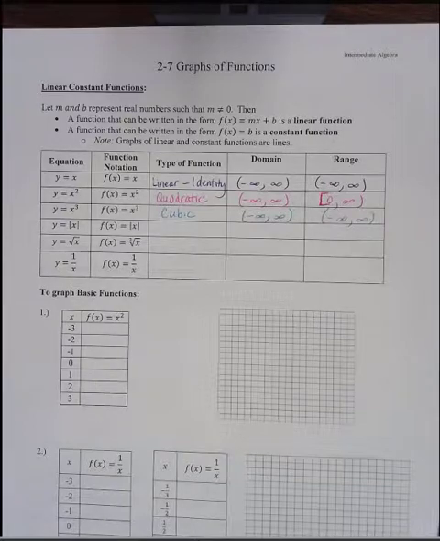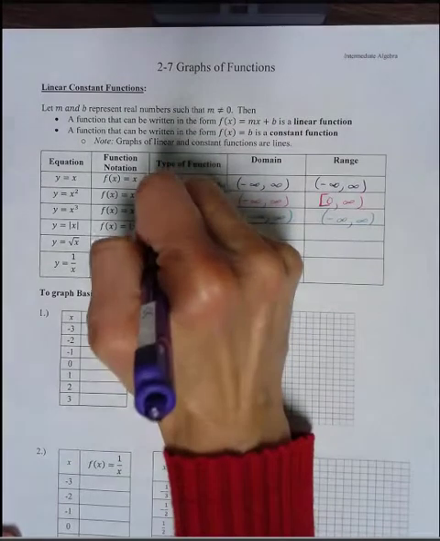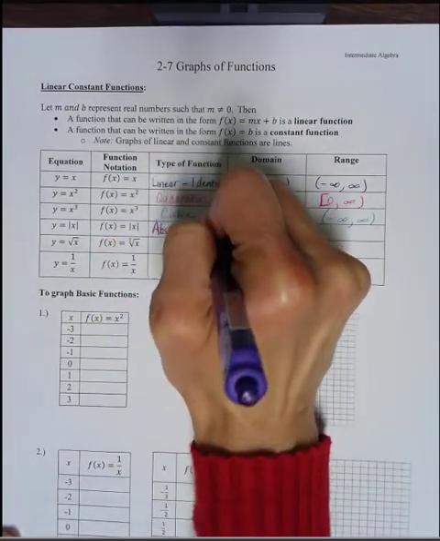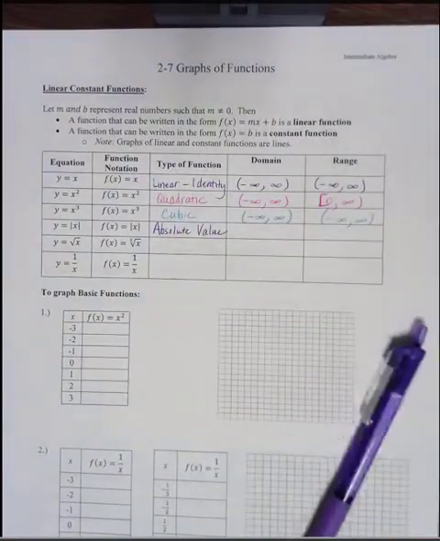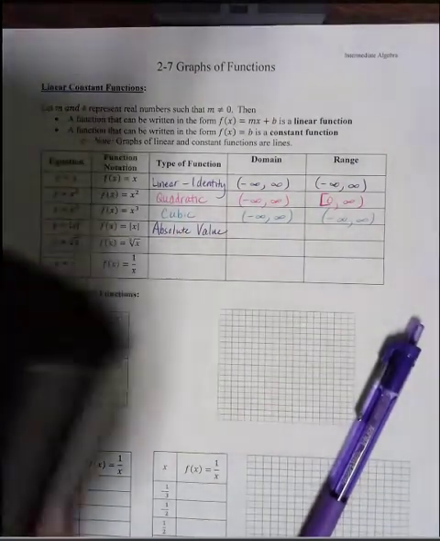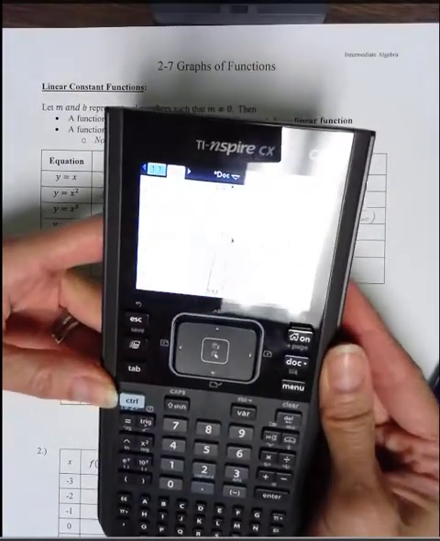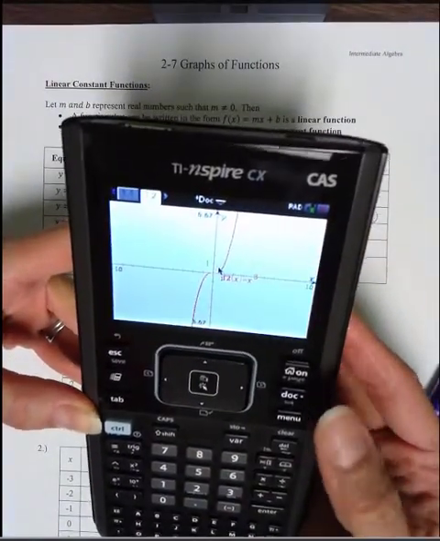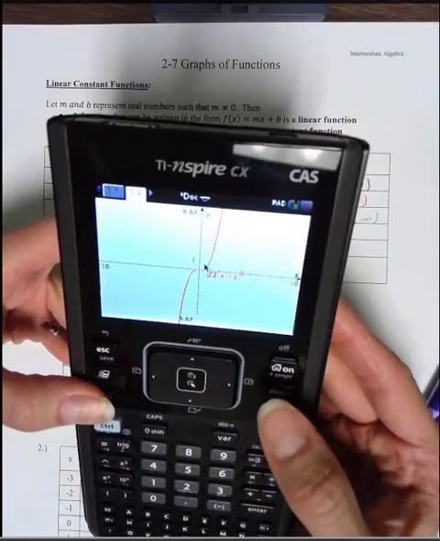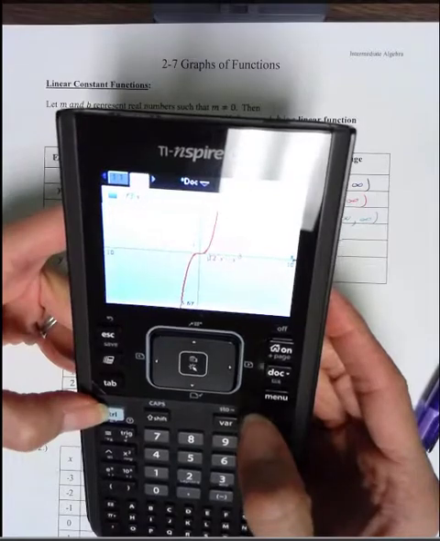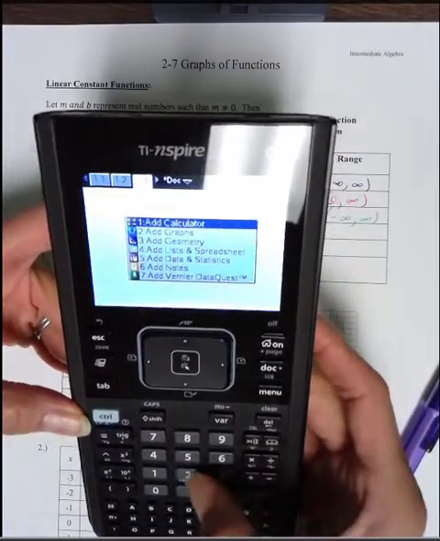Okay, the next one is the absolute value function. And we spent a little time discussing absolute value when we were doing our domain and range activity. Let's see if I can get some color. Here we go. Just as a quick note, I'm going to add a new page, a new graph page.